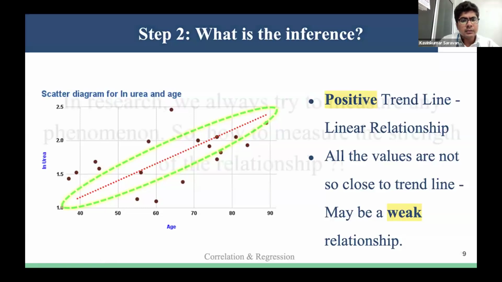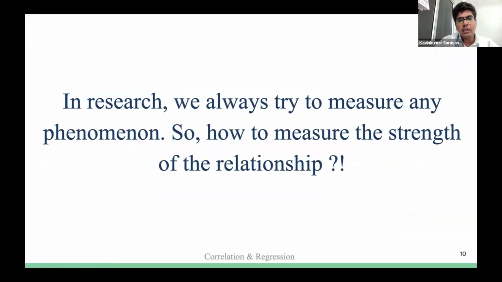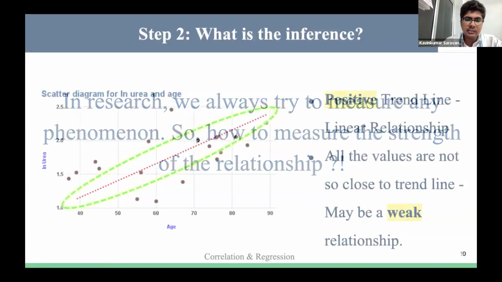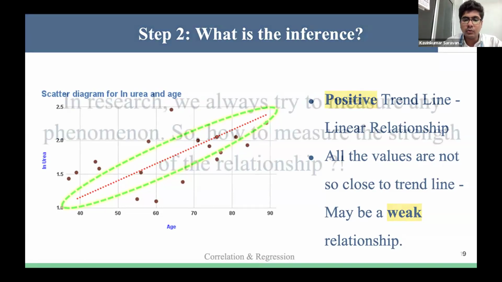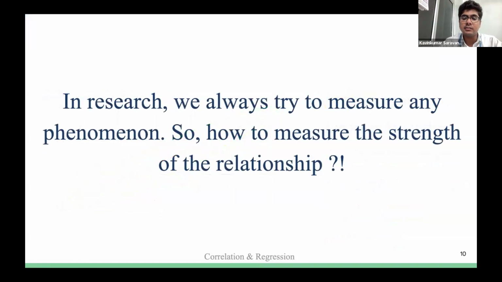Okay. So now, in research, in medical research or in any discipline, we always try to measure any phenomenon or any occurrence that is happening in the research. So now we had seen there is some relationship. Up to this point, we could see there is a relationship between age and urea, and now we are going to measure this relationship. So what is the idea, or do you have any insights about how to measure this relationship between these two quantitative variables?